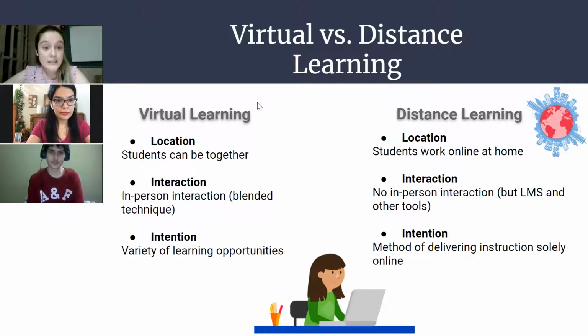And virtual learning is an in-person interaction. This is a blended technique, which is the combination of online education and the opportunities to interact. And in distance learning, there is no in-person interaction, but we use learning management systems, for example, Moodle or Google Classroom and other tools. And with virtual learning, the intention gives a variety of opportunities to learn. And here we have that distance learning is a method of delivering instruction solely online.